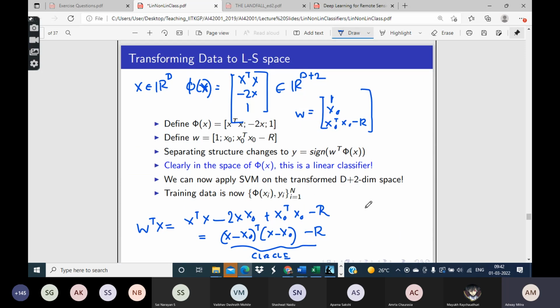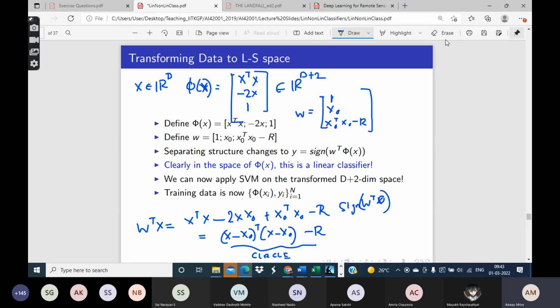so now the classifier becomes the sign of w transpose, sorry, not w transpose x, but w transpose phi x. W transpose phi x, correct?